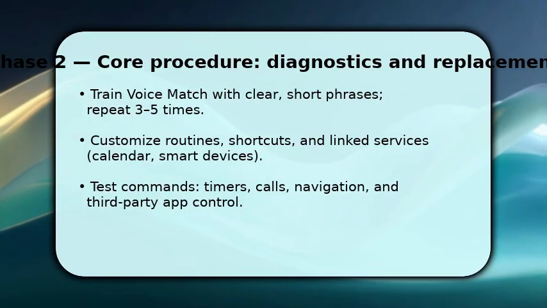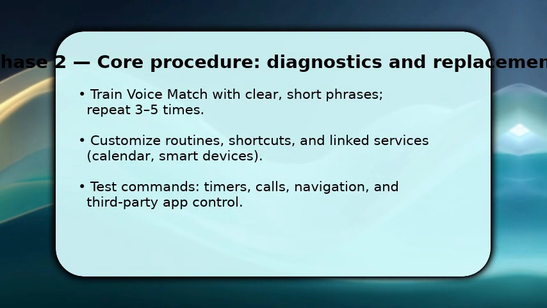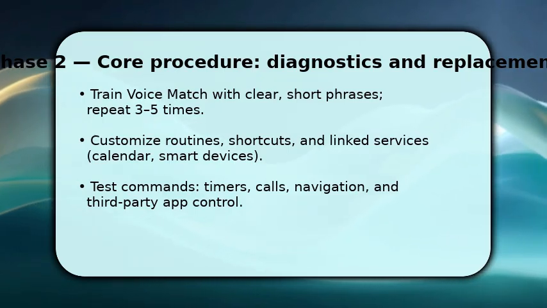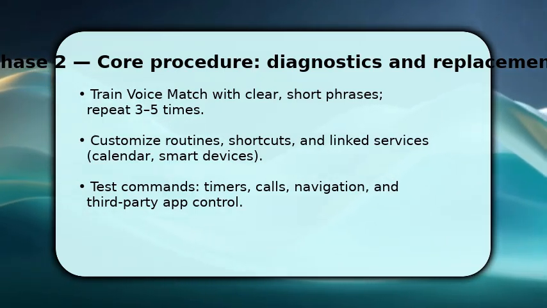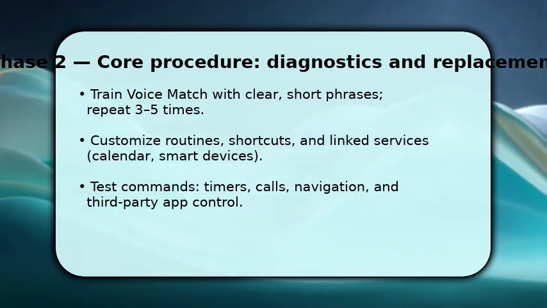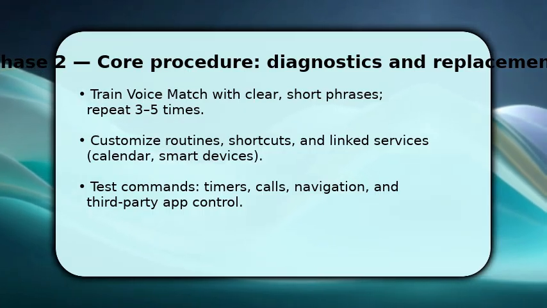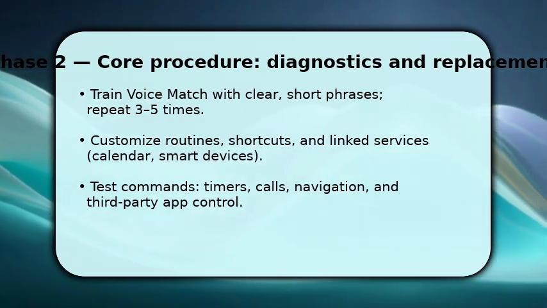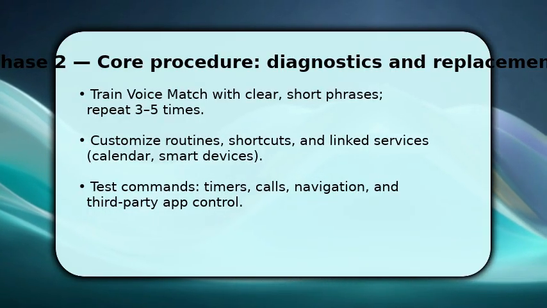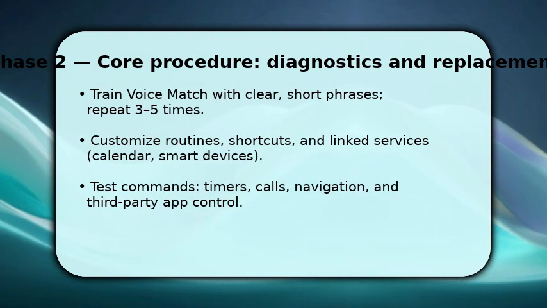Then connect services. Link your calendar, music apps, and smart home devices so the assistant can act on them. Make custom routines for morning or commute tasks and create shortcuts for frequent commands to save time. Test a range of commands: set a timer, call a contact, start navigation, and play music.